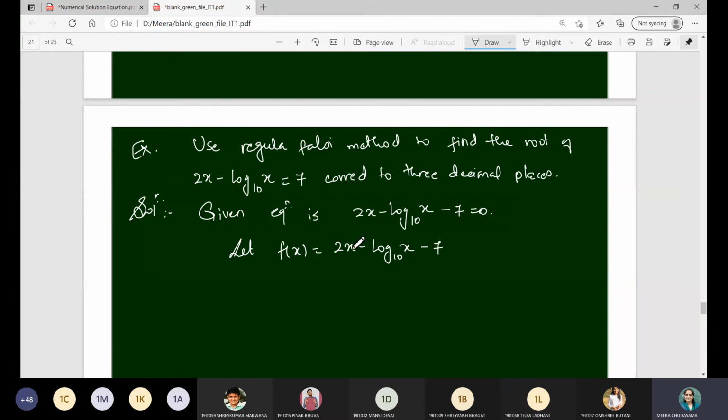A combination of a logarithm function, if it is defined, with a polynomial and with a constant quantity, all this combination will be a continuous function. So f of x is a continuous function. So now you need to find 2 points in which one function value will be positive and one function value has to be negative. So which are these 2 points?